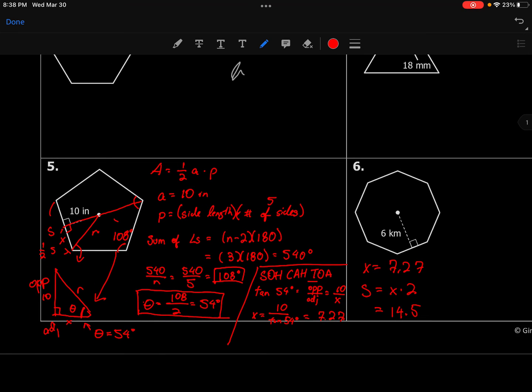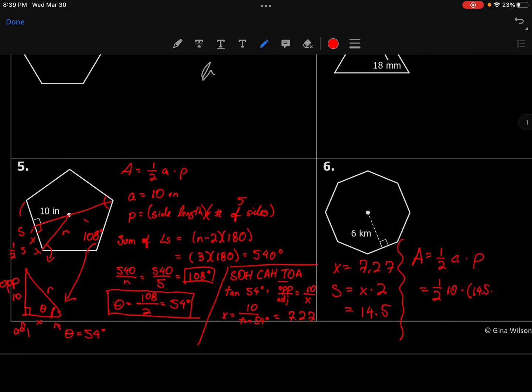Here it is. Area is equal to 1/2 apothem times the perimeter. Area is equal to 1/2 apothem, which we know is 10, times the perimeter, which is 14.5 times the number of sides, which in this case is 5. So it's 1/2 times 10 times 14.5 times 5. And now the area is around 363.5 inches squared, and we should be done. Yeah, we're done. That was a lot, wasn't it?